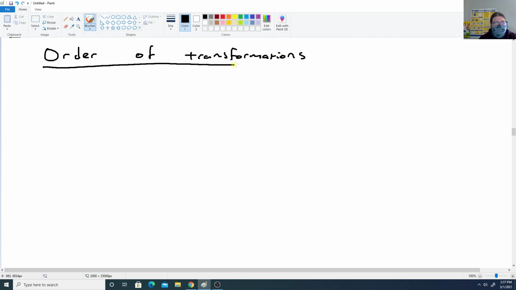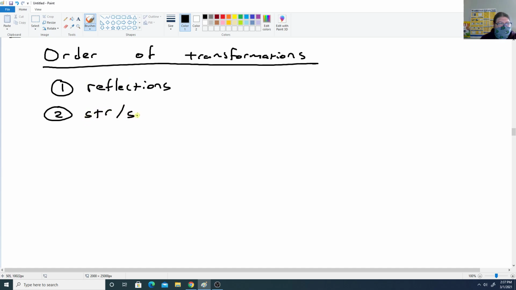So for the order of transformations, first we need to do reflections. It doesn't matter if you do the x-axis reflections or the y-axis reflections first, as long as before you move on to anything else, you get the reflections out of the way. Second, you got to do stretches and shrinks. Again, doesn't matter if you do horizontal or vertical stretches first or second. You need to work on them after you get done with the reflections and before you move on to the shifts. And third is the shifts, so these are done at the end.